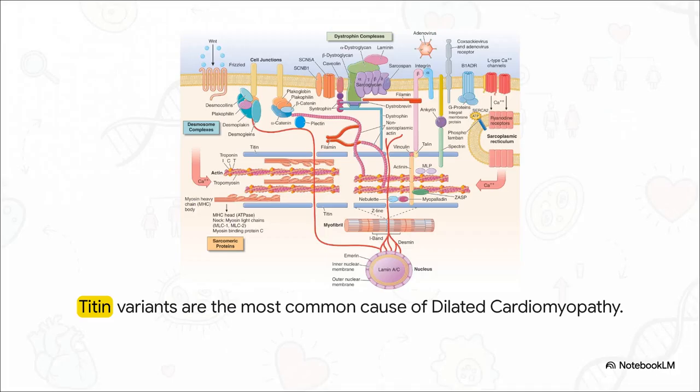So what's causing this one? Back to our trusty myocyte blueprint. I really want to draw your attention to a protein called titin, labeled here as TTN. Titin is this giant molecular spring that literally helps the muscle snap back after stretching.